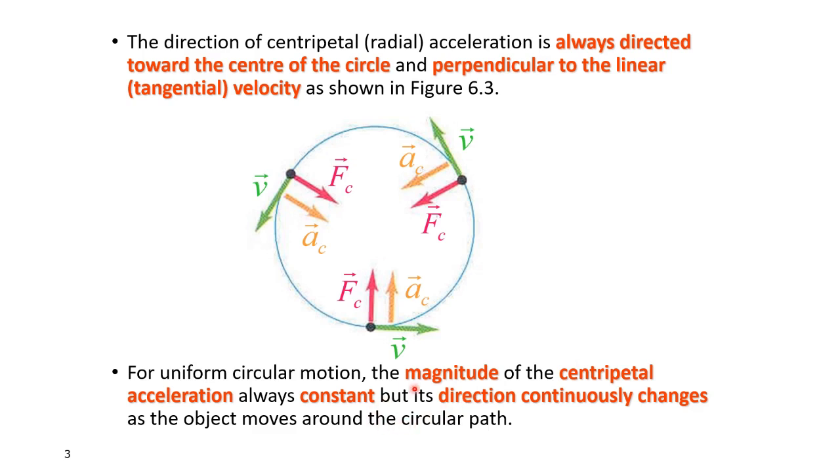In uniform circular motion, the magnitude of the centripetal acceleration is always constant. So the magnitude of ac here is always constant. But the direction is based on the position. The direction of centripetal acceleration is continuously changing according to the position of an object around the circular path.